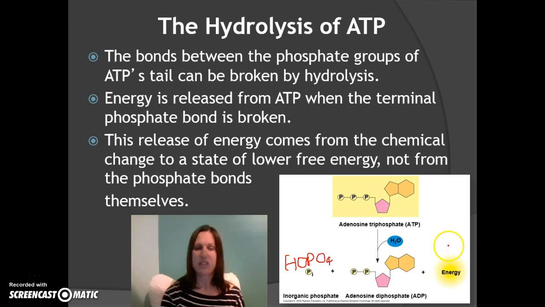Okay, so this release of energy comes from the chemical change to a state of lower free energy. Now remember, free energy means available energy. So this isn't coming from the bond. No, not from the bond. What it's coming from is this molecule here has a lot of available energy. Now we've gone to a more stable state, so it has less available energy, and that is how energy got released.